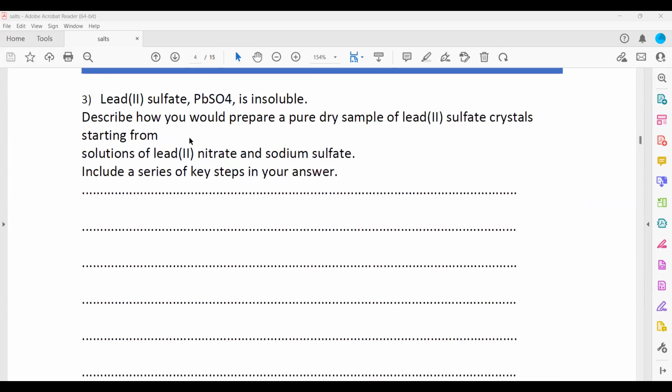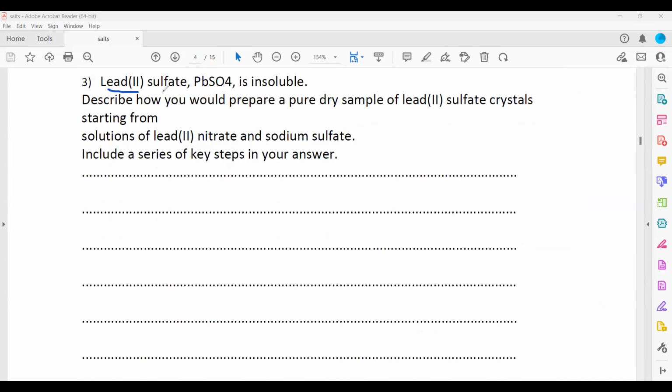In question 3, again, as you can see, we have lead(II) sulfate, which is insoluble. So you can see the mention in the question of which salt you are preparing. So we are preparing an insoluble salt. So how are insoluble salts prepared? Insoluble salts are prepared by mixing two salt solutions. Describe how to prepare a pure dry lead(II) sulfate by reacting lead(II) nitrate with sodium sulfate. When we mix the two soluble salt solutions, it will produce an insoluble salt.